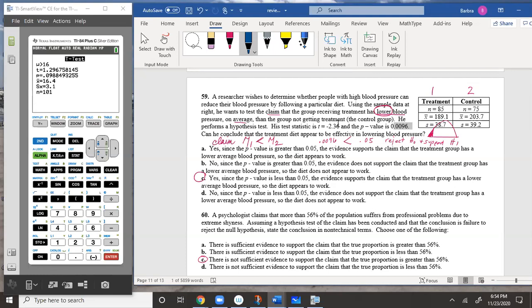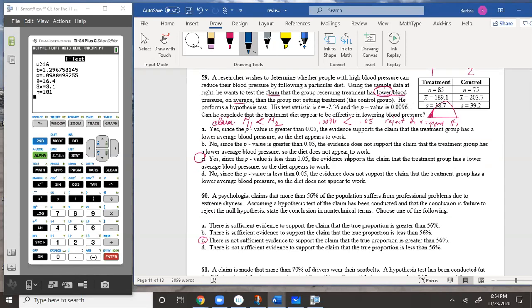All right. So if we compare the p-value to a significance level of 0.05, right? The p-value is indeed smaller than alpha. Therefore, we reject the null and support the claim. Okay, and that's C.